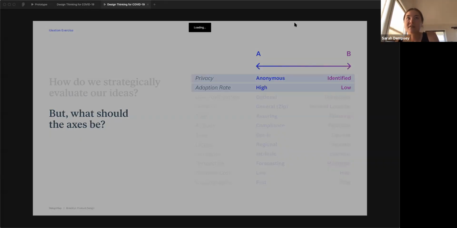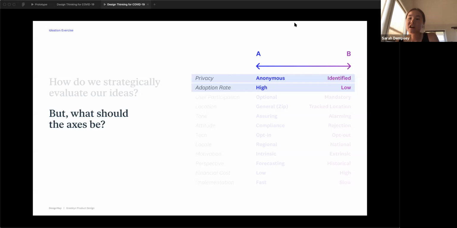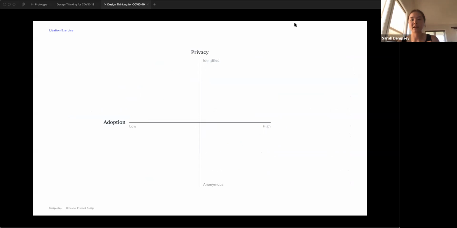Privacy, because that's been at the crux of this whole contact tracing discussion since the beginning. I think that's what Americans are really worried about. And adoption, because there's a need to hit that 60% critical mass number. So after pulling those two out, we plotted them on the matrix. Privacy is the Y, adoption is X. And after that, we were able to plot our ideas.